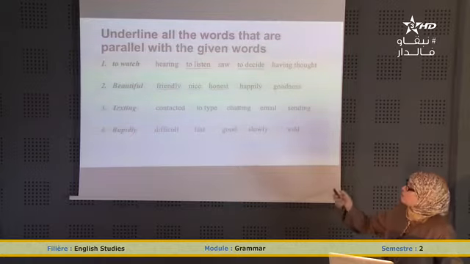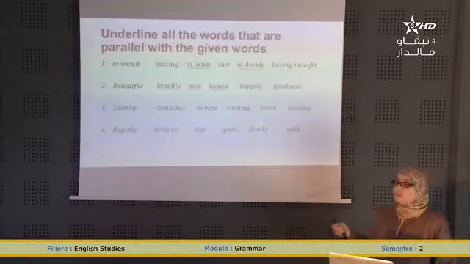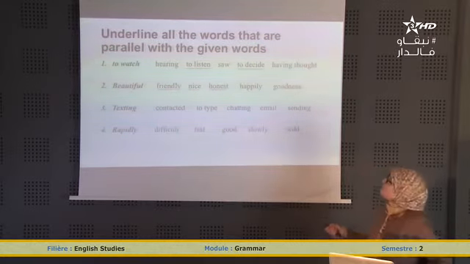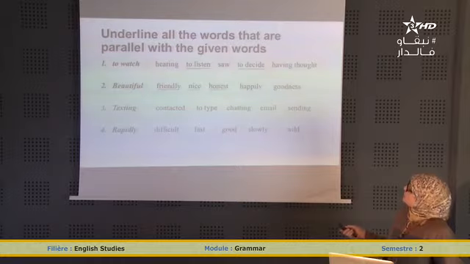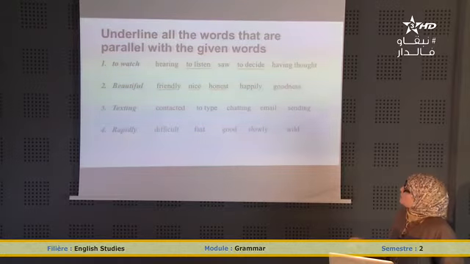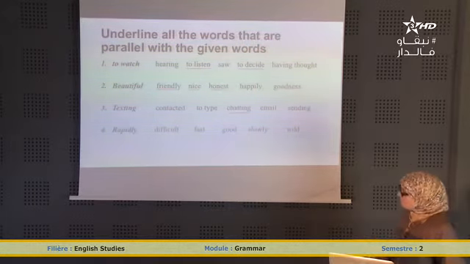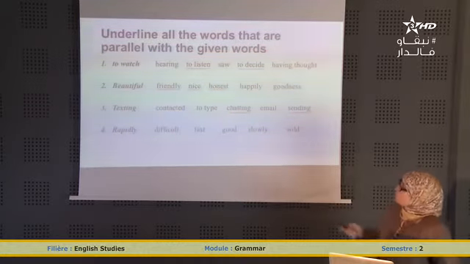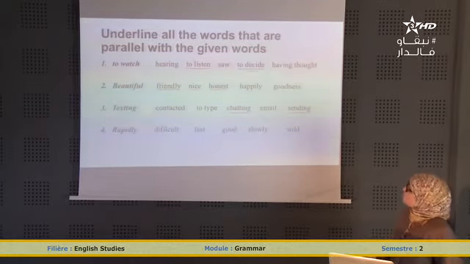Then friendly is parallel structure with beautiful, because it has the same function in the sentence more than any other word. The following one, for texting, we have chatting and sending. It is verb plus ing, so it is the same structure.